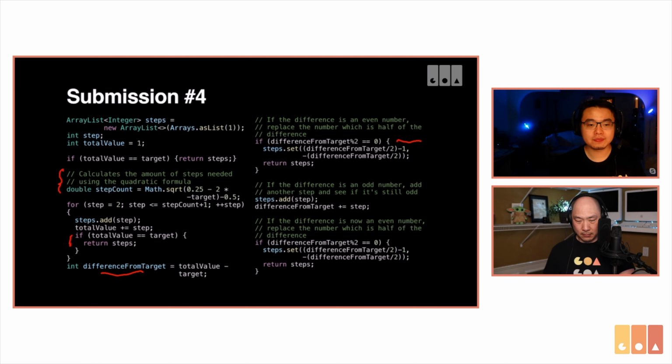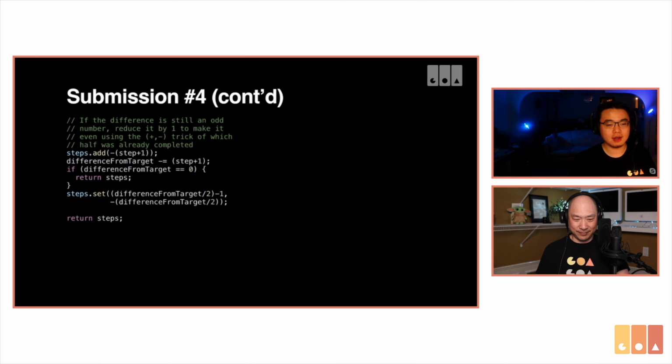But we can continue. If the difference is not even, then we continue adding steps. And then you do the same thing and you check if it's even again. If it's even again, then you know that you can just flip half the target again and return. Finally, if it's still odd, then you know that you can just flip the step that you just added to change it from an odd to an even number.